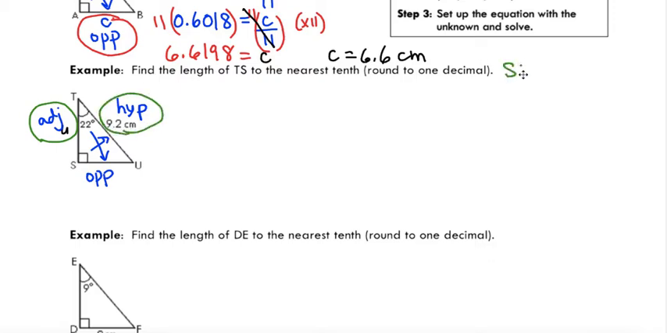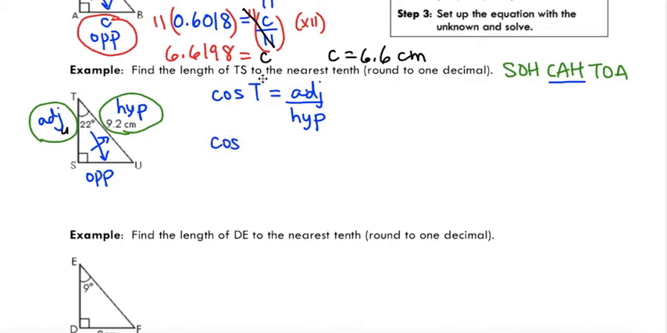So if I think back to SOHCAHTOA, I look to see which one of these trig ratios uses adjacent and hypotenuse, and that ends up being the cosine. So I'm going to write the cosine of angle T is equal to the adjacent over the hypotenuse. Once we've identified the trig ratio that we're using, we're going to substitute in what we know and then solve for our unknown value.